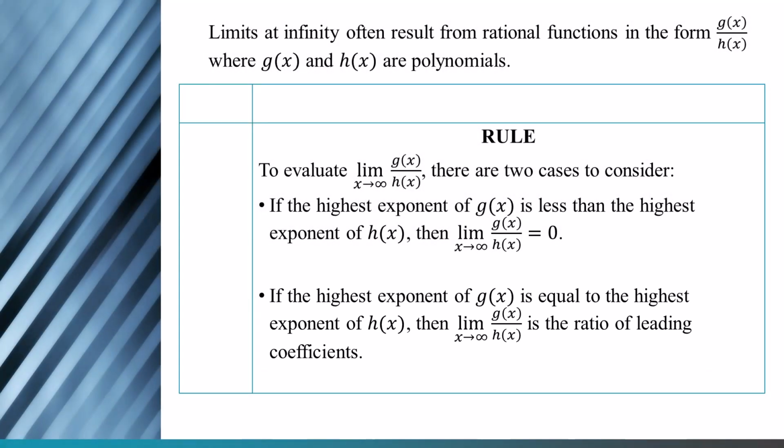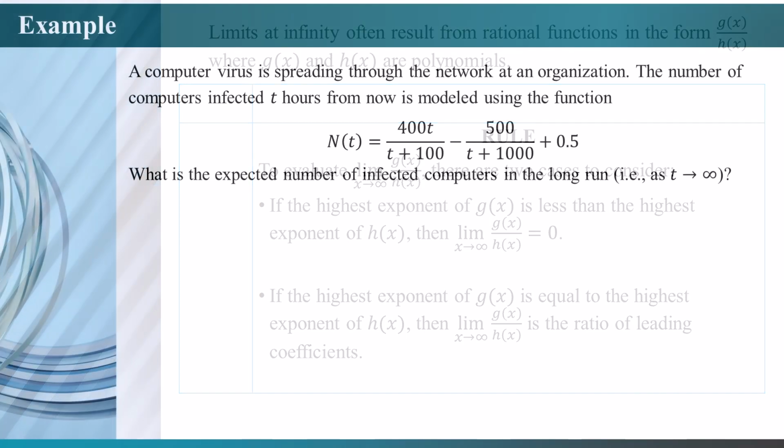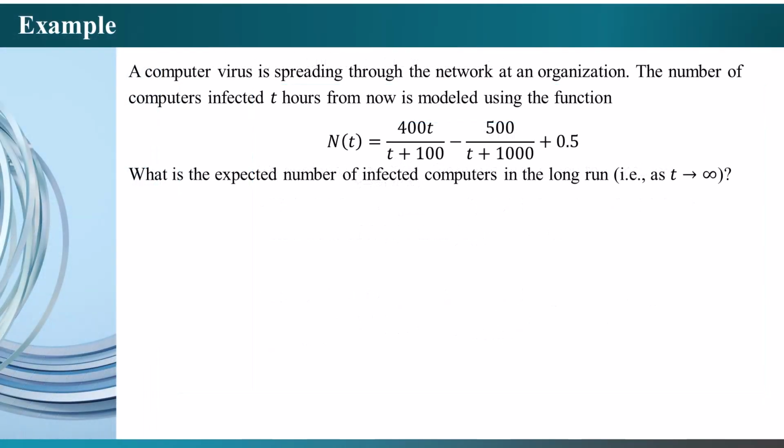Let's consider another example. A computer virus is spreading through the network at an organization. The number of computers infected t hours from now is modeled using the function n of t equals 400t over the quantity t plus 100, minus 500 over the quantity t plus 1000, all of this plus 0.5. What is the expected number of infected computers in the long run? That is, as t approaches infinity.